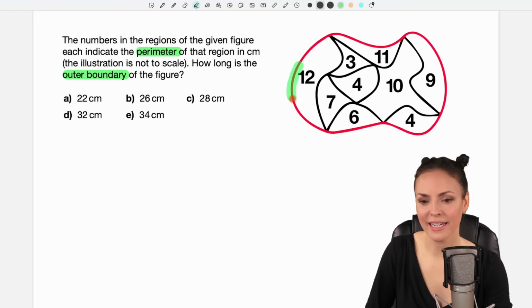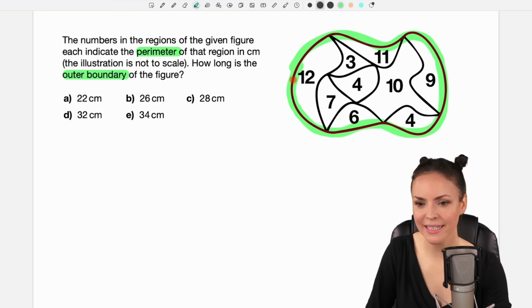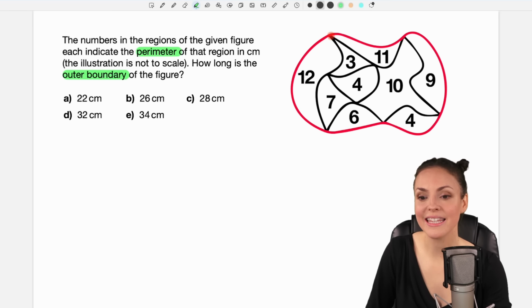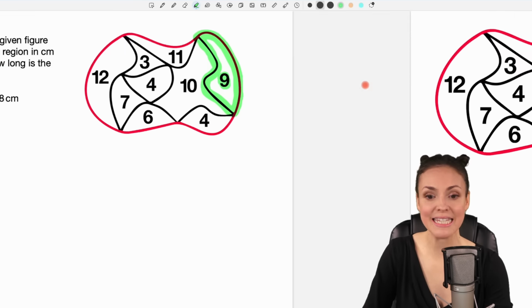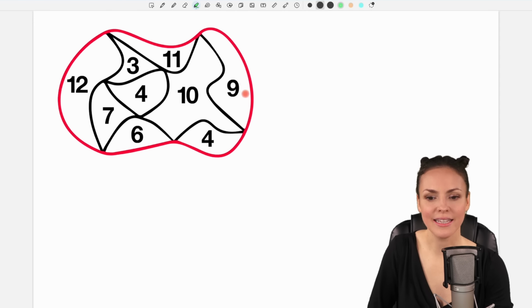We have to find the length of this outer boundary, this red line here, and they give us the lengths of these individual regions. So this 12 means that the perimeter of this region is of length 12. And the 9 means the perimeter of this region here is of length 9. This is all the information we have, so let's see how we can find the length of this red line.